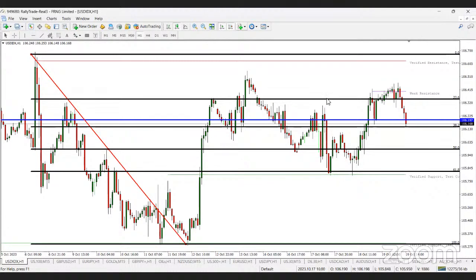Because all these lines that I draw here, they are price rejection points. They are points where the market has been rejected in the past. So that means that we can adequately use them as support and resistance.